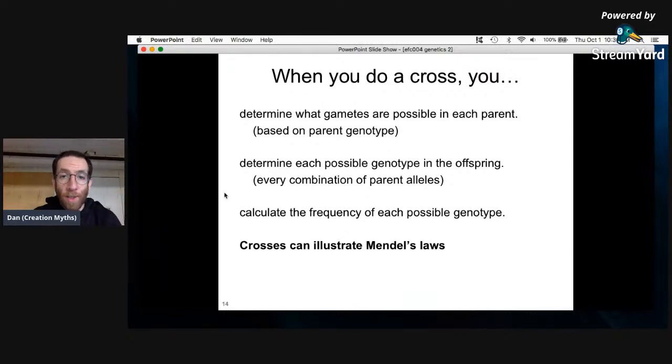The big thing we can do with these, which is really fun, is use these crosses to illustrate Mendel's laws. We're not going to worry about independent assortment today because that gets ahead of ourselves, where you have to do the calculations for two genes. We're not going to do that. So we're just going to focus on segregation for right now, and then we'll see how the things mix.